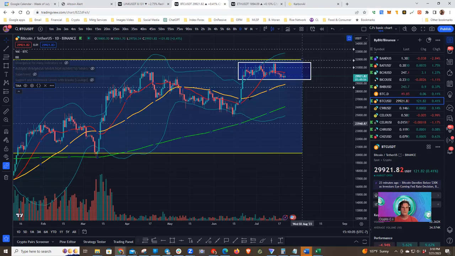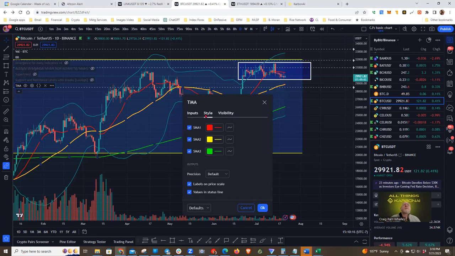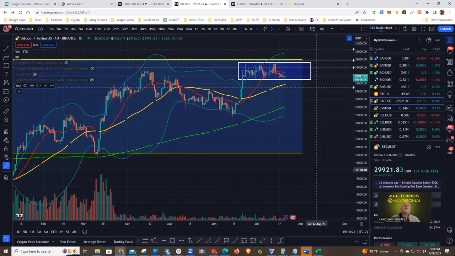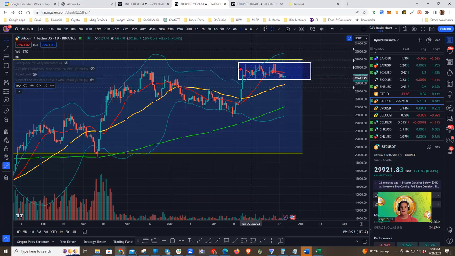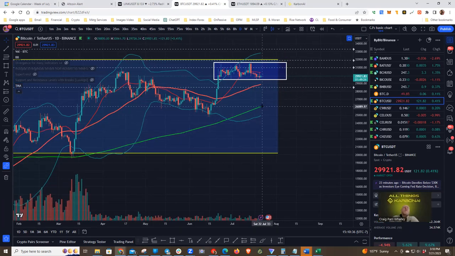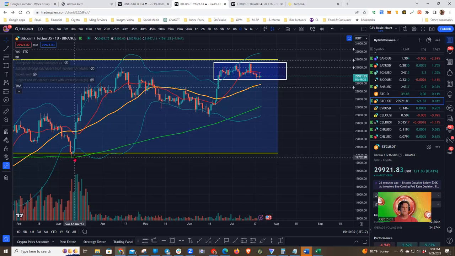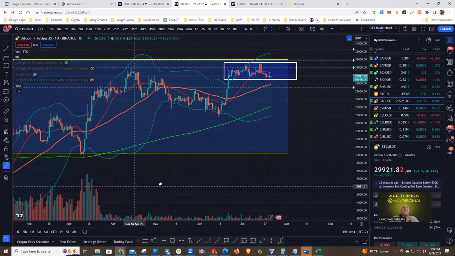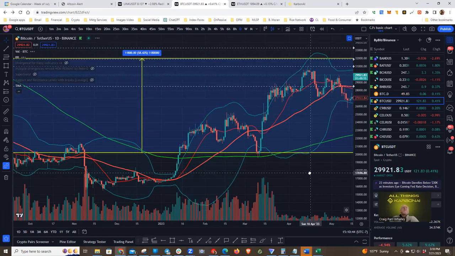Bitcoin is above all of them except the 20, I assume. The red one's 20. So the really interesting information here is that they're all moving up. They're all trending up, like Craig said. The 20's cooking a little bit, but that just bounces around. The longer term ones have been moving up for quite a while. So although we're going sideways, the trend is starting to move up.